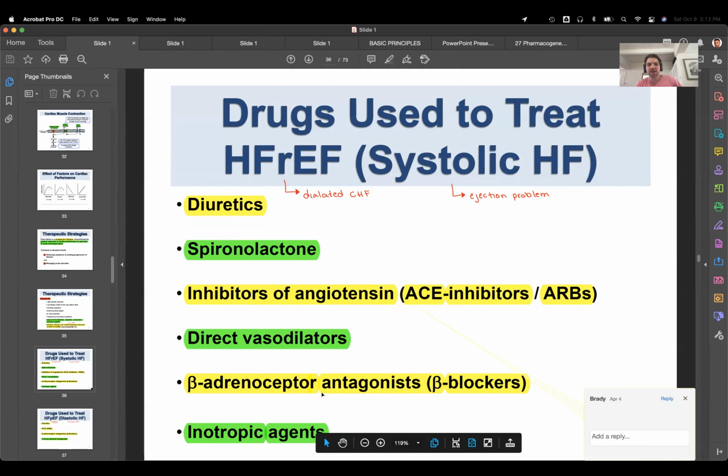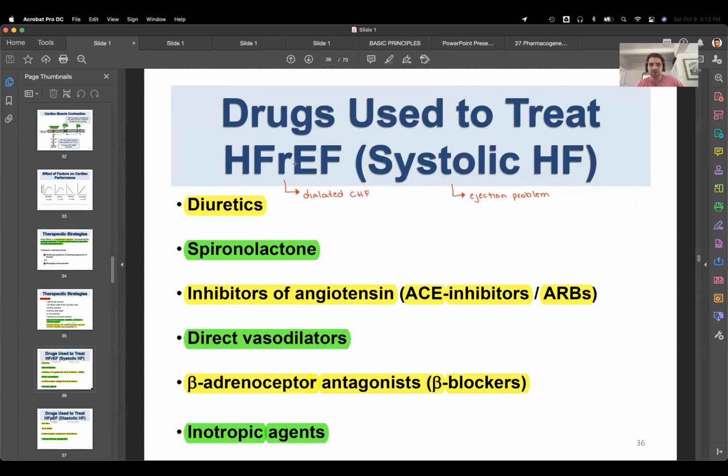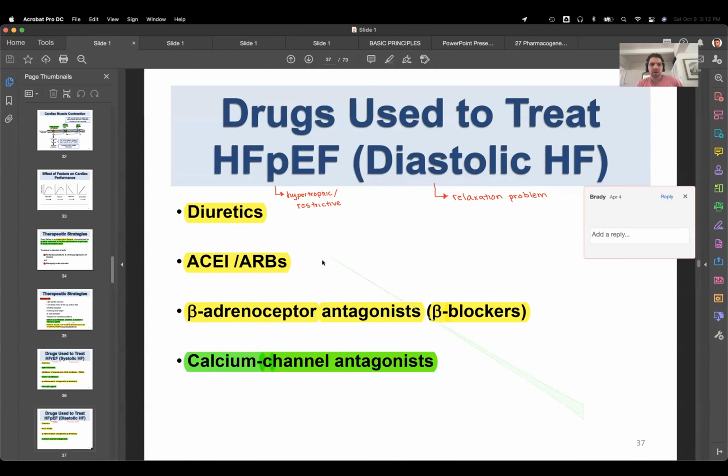Okay, so ACE inhibitors, diuretics, beta blockers, give them for all. I think spironolactone may as well be for both, but direct vasodilators and inotropic agents you want to give for reduced because it'll help the blood flow, help the pump work better. Okay, so don't listen to me. Spironolactone apparently is only used in reduced ejection fraction. That's why it's in green. But if it's preserved, I guess you don't want to use that.